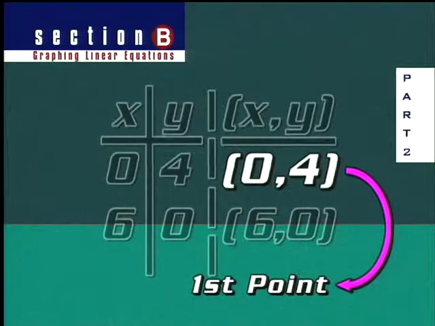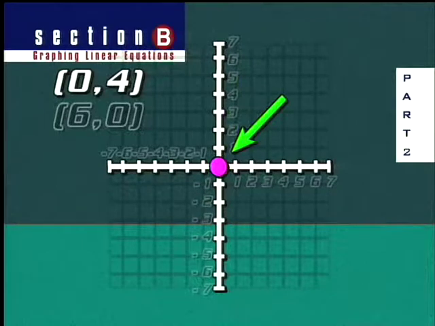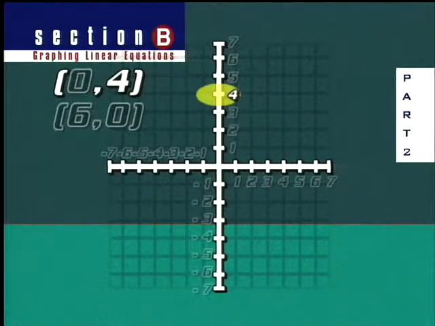So for the first point, we start at 0 on the x-axis. We don't move to the left or right because our x-coordinate is 0, so we just stay right here. Then, for the y-coordinate, we go up 4 places on the y-axis. So our first point is here.